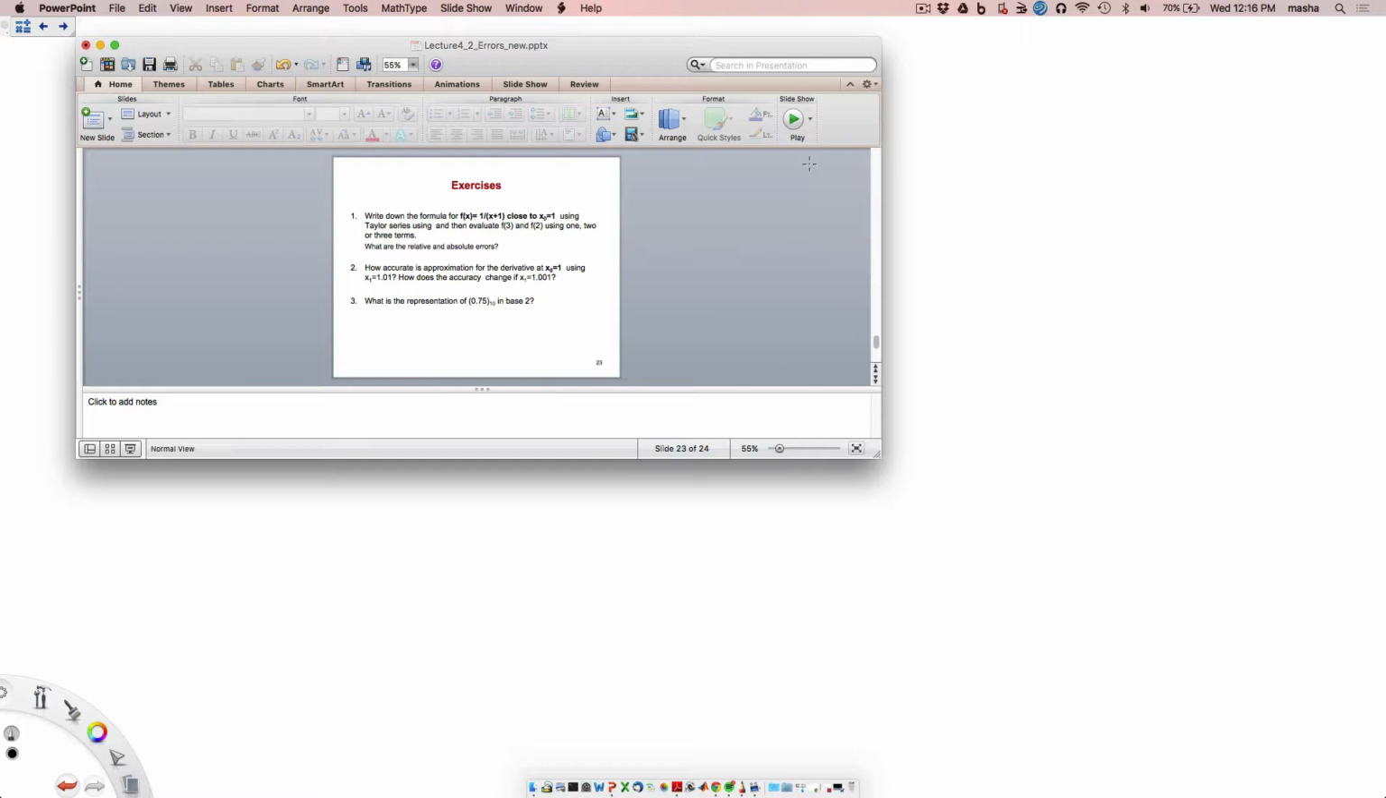Now what would be the absolute error for this second order approximation? So my absolute error is basically my approximation minus the actual value. So it's 0.375 minus 0.333. I'm going to keep 3 digits here.